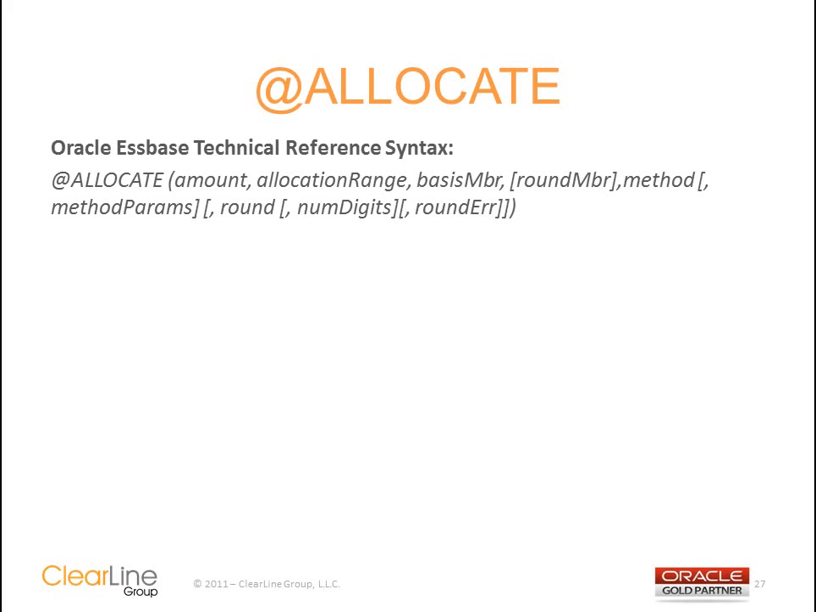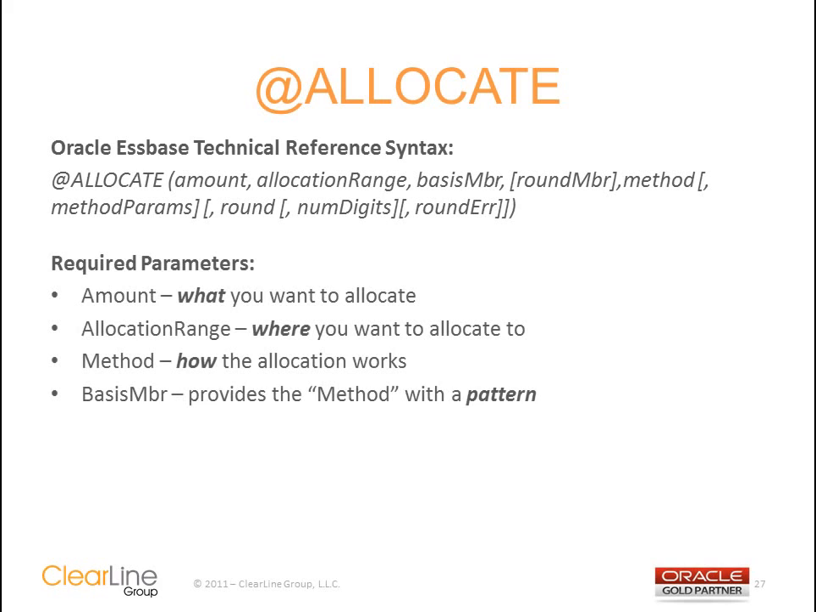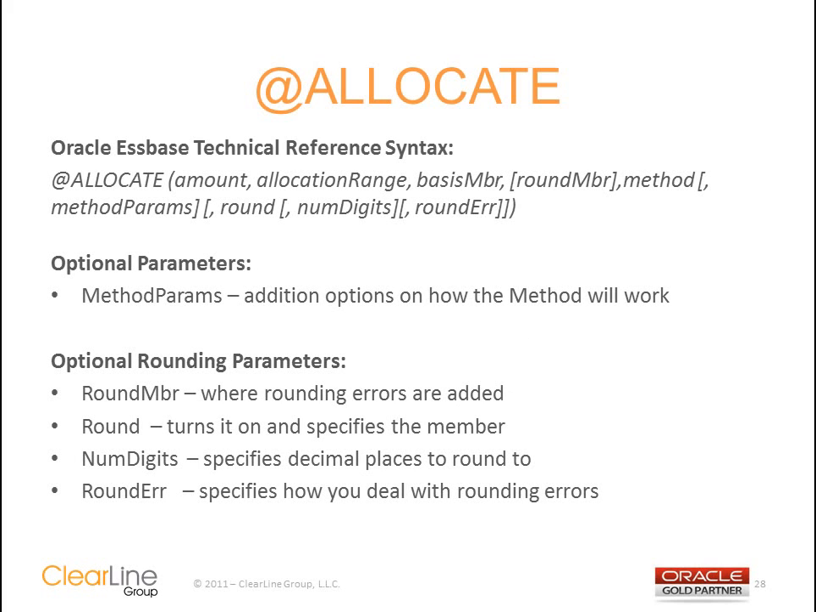This is the actual entry for the @ALLOCATE function inside of the tech ref, and it shows the syntax that you'll need to learn. It's probably not the most intuitive thing to read, so here's my attempt at making it a little bit clearer. The function is on the left-hand side. Everything else you see are parameters, with the optional parameters being in square brackets. The required parameters include the amount that you want to allocate, the allocation range, which is where you want to allocate to, the method, which is how the allocation works, and the basis member that provides the method or the pattern for the allocation. The optional parameters include additional information on how the method will work, along with a number of parameters to deal with rounding issues.